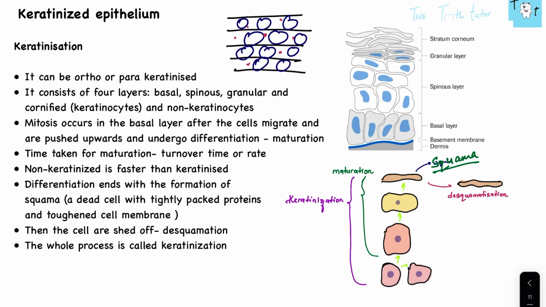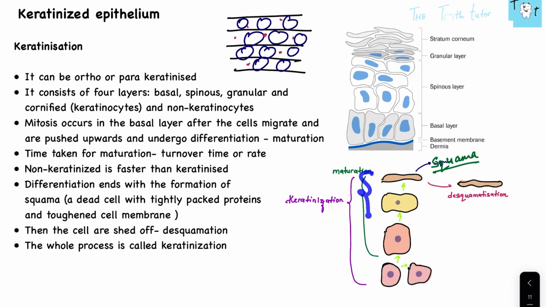Right. So now we'll just look at the notes. Keratinization can be either ortho or parakeratinization. I'll tell you what the difference between ortho and para is later on. It consists of four layers: the basal, spinous, granular, and stratum corneum layer. These are the keratinocytes and some non-keratinocytes, as I told you. Mitosis occurs in the basal layer. After that, the cells migrate, are pushed upwards and undergo differentiation.